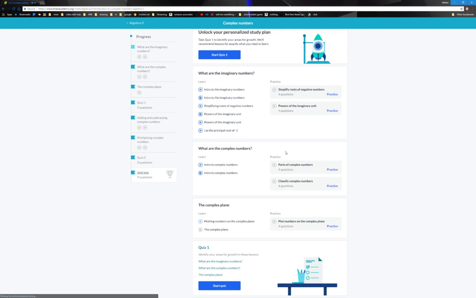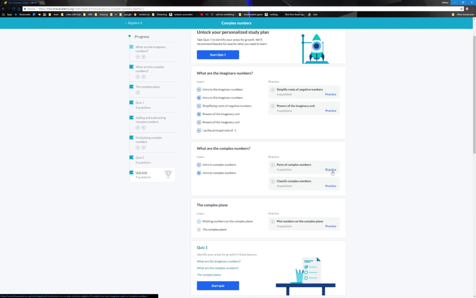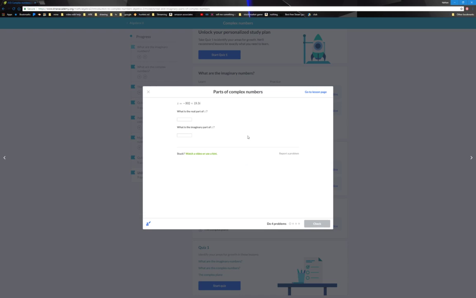So we're going to do a couple practice problems here. So what is the real part? Well, since this is written in standard form, the real part is the part in front that doesn't have i, so negative 302. And what is the imaginary part? Well, that's the part that's connected to i. That's 19.3. But I did forget a negative sign. Oh, no, I didn't.